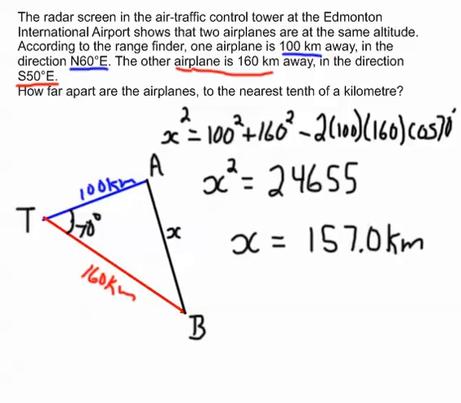Now that we have the diagram, it's easy to solve for x, which is how far apart are the two planes. We just say x squared equals 100 squared plus 160 squared minus 2 times 100 times 160 times the cosine of 70. And when you do the math, you'll get 24,655, and that's what x squared equals. And we need to find out what the square root of that is to find out what x equals. And I got 157.0 kilometers because it asked to the nearest tenth of a kilometer.